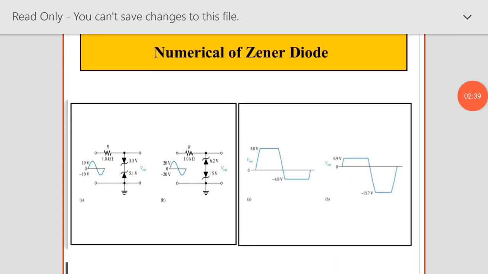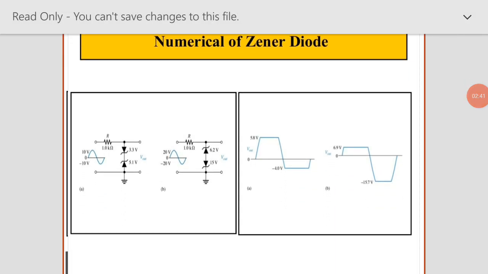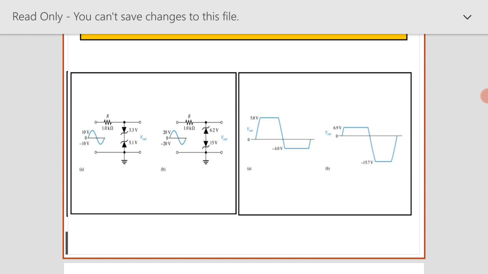The numerical on Zener diodes. The anode terminal of the first Zener diode is connected to the cathode, and the cathode terminal of the first Zener diode is connected to the anode terminal of the second Zener diode. The input supply voltage is 10 volt, with a resistance of 1 kilo ohm, and the Zener diode is 3.3 volt. At the output of the Zener diode, the voltage is 3.3 volt.